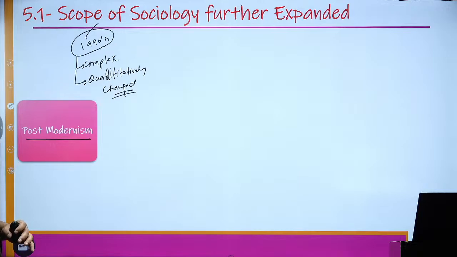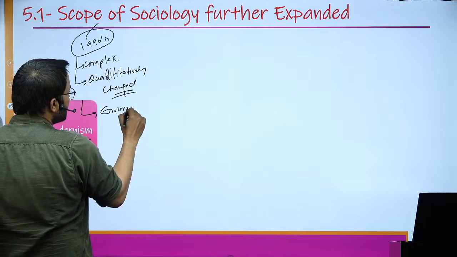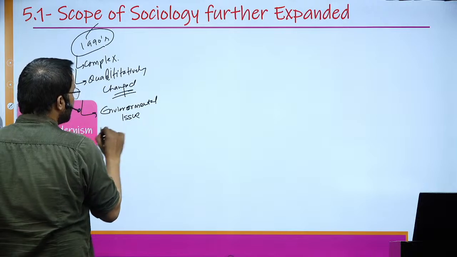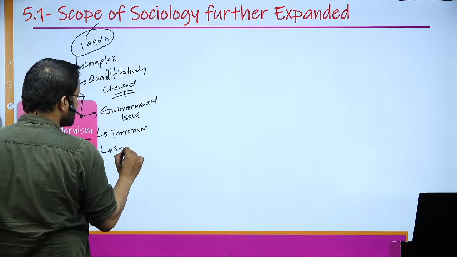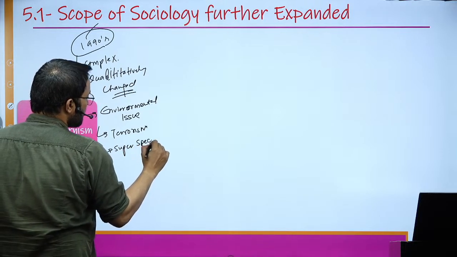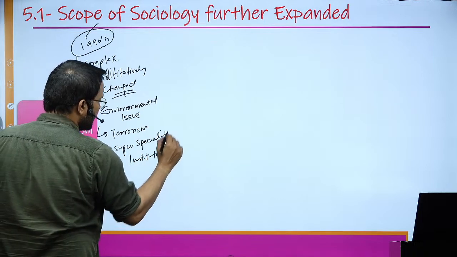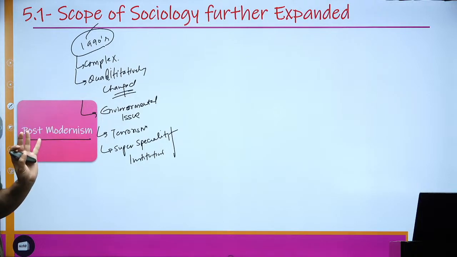Qualitatively, it has changed immensely. Various kinds of things have started popping up, like environmental issues, terrorism issues, super specialty institutions, like, you can say, super specialty hospitals, IT infrastructure. All this kind of institution has emerged. So this itself has made society very complex. Qualitatively, it has changed a lot. Human to human interaction has changed a lot.